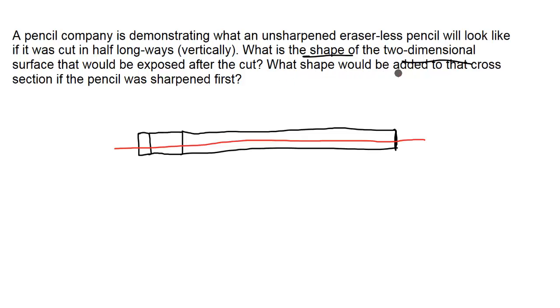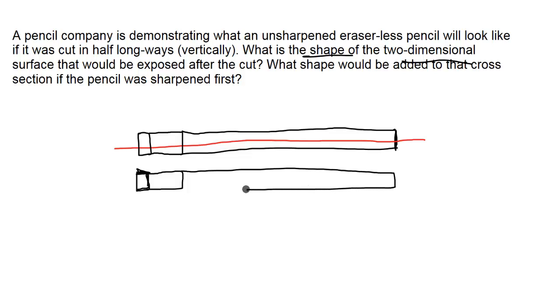It says, what shape would be added to the cross section if the pencil is sharpened first? So let's say I want to duplicate my shape here. This is going to be not a very good copy, but that's the eraser, and then this is going to be the little metal part, and then there goes the long part of my pencil. There we go, not bad.